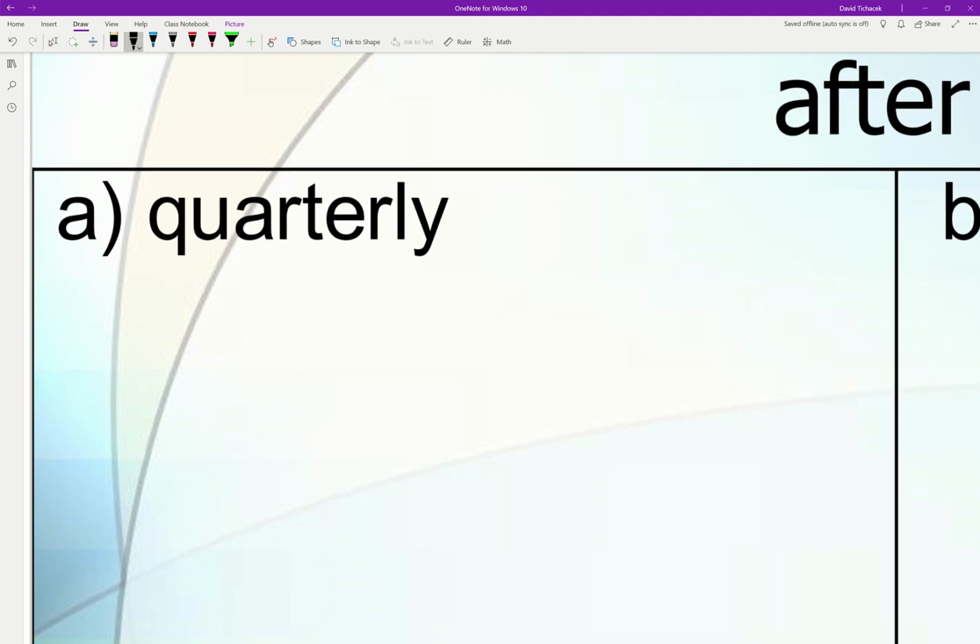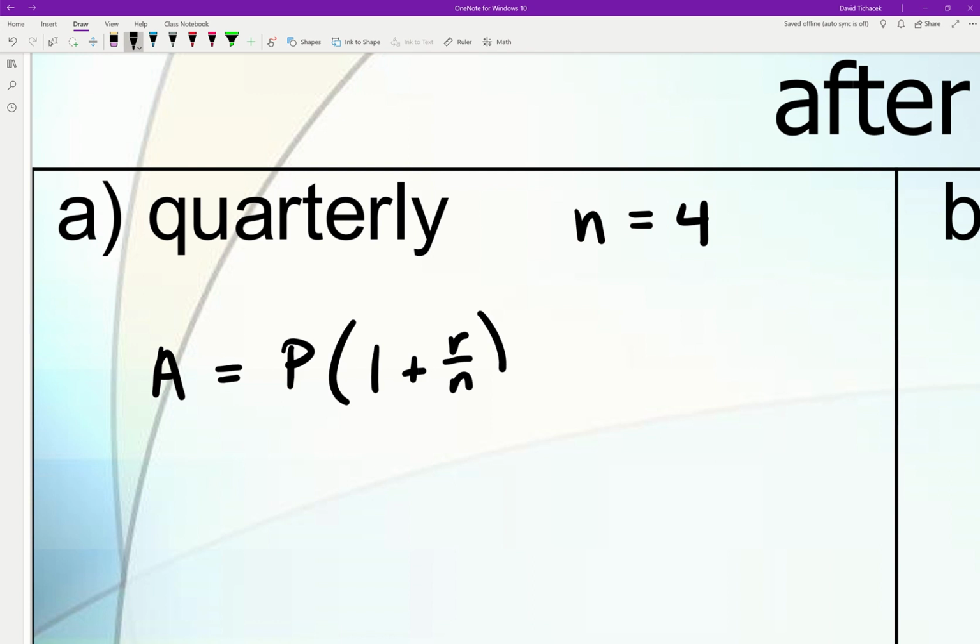Well, you think about what a quarter is, right? That's 1/4 of something, okay? And so that's going to mean that we're going to take our year and chop it up into 4 equal parts, and then we're going to compound our interest at the end of each of those parts. So when quarterly is the number of times we're compounding, that is going to be 4 throughout the year. So if we're setting this up, we're just going to go ahead and start over with our compound interest formula.